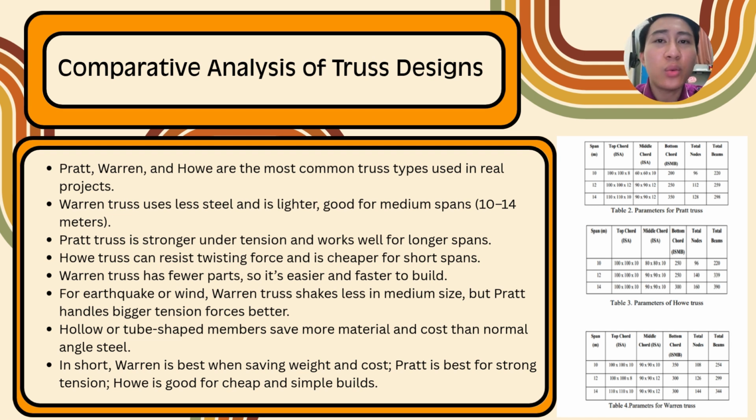For earthquake or wind, Warren truss shakes less in medium size, but Pratt handles bigger tension forces better. Hollow or tube-shaped members save more material and cost than normal angle steel. In short, Warren is the best when saving weight and cost, but Pratt is the best for strong tension. Howe, on the other hand, is good for cheap and simple builds. The table here shows the findings for all of the designs for comparison.